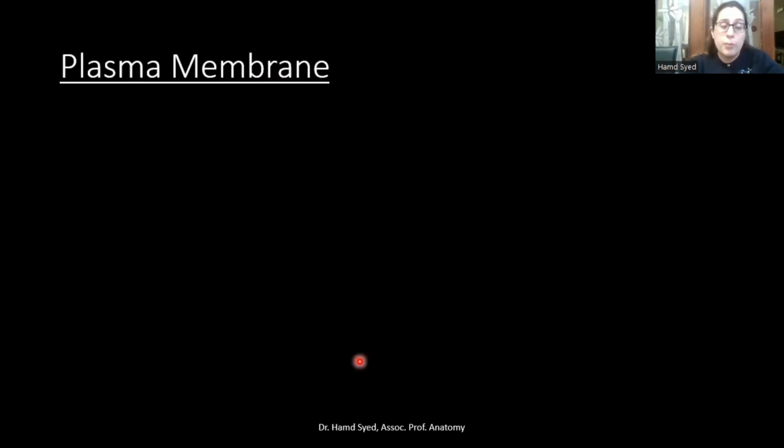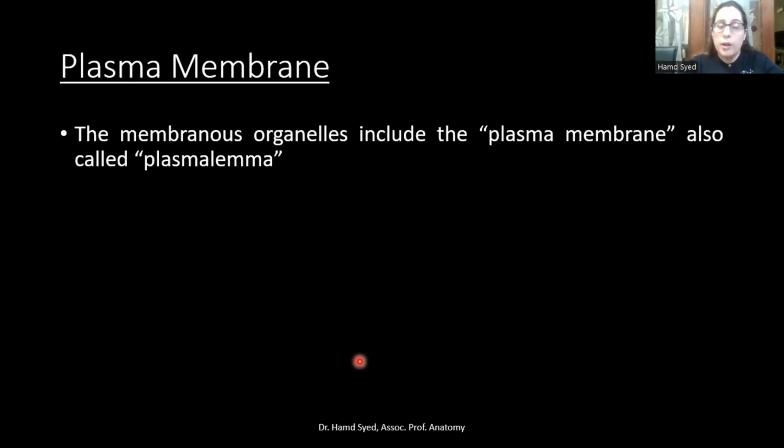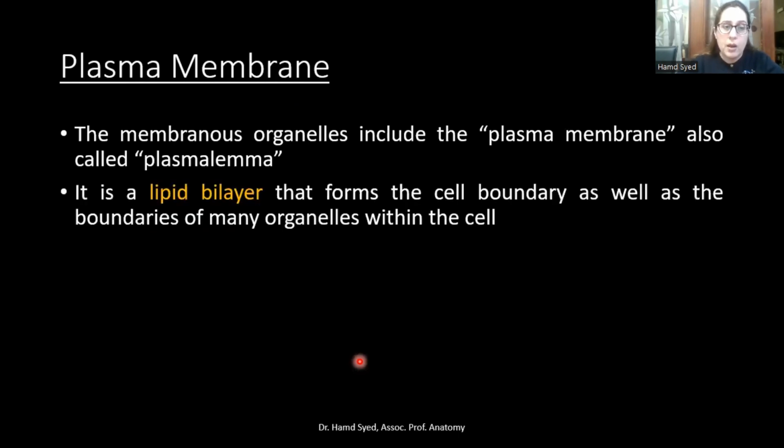Now coming to our primary topic of discussion, which is the plasma membrane. We are going to be talking about the cell membrane, also known as the plasma membrane, and we are discussing its histology. It is also known as the plasmalemma, and as I discussed before, this is a membranous organelle. Now, when we talk about the structure of the plasma membrane in a eukaryotic cell, this is the word you have to keep in mind: lipid bilayer. The plasma membrane is a lipid bilayer.